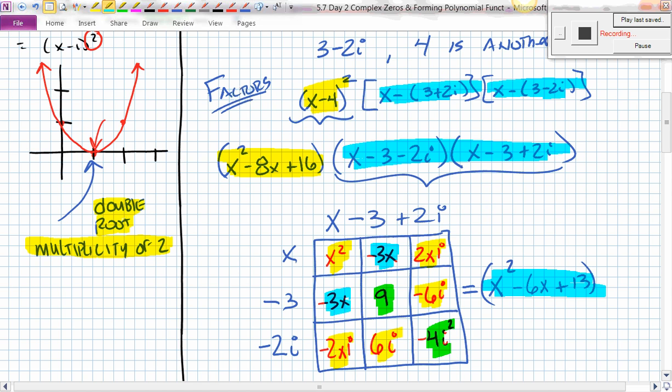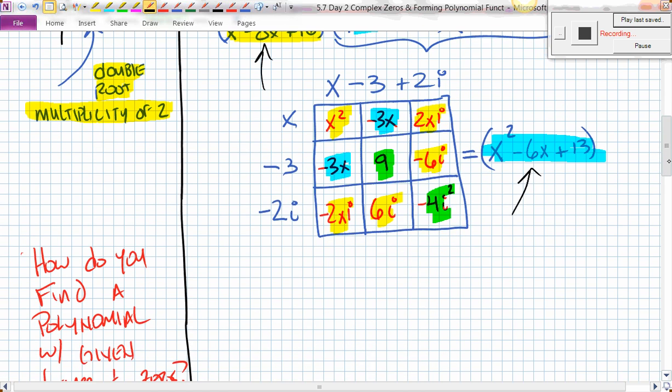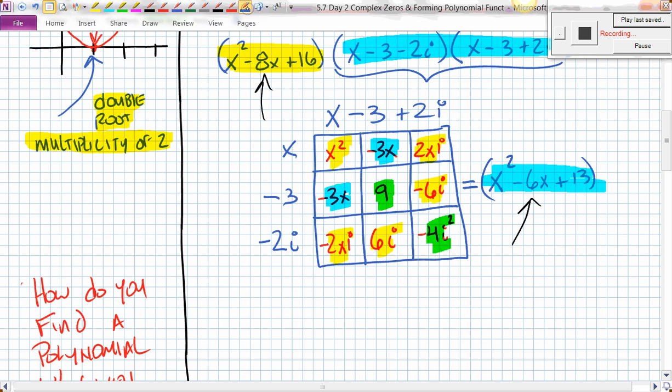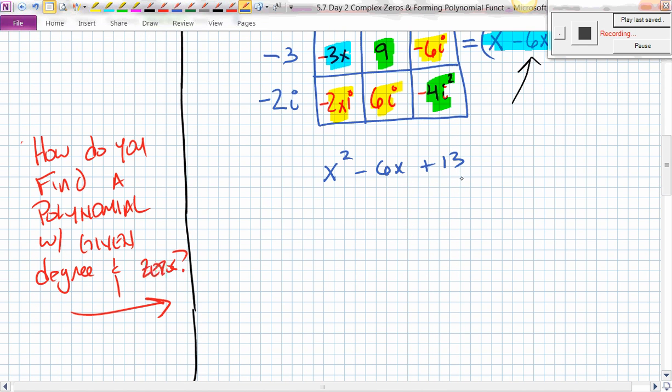So the only other thing to do is to multiply my yellow and my blue together, and I'll get my polynomial function. And I'm going to do another box for that one. So here we go. X squared minus 6x plus 13, and then x squared minus 8x plus 16.